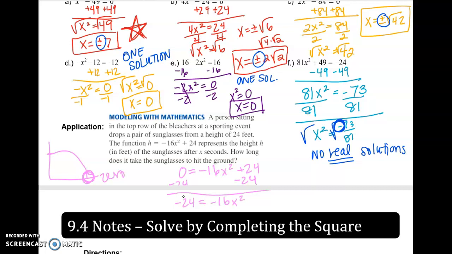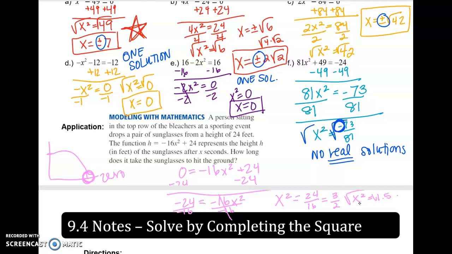Now, some of you are going to want to stop there because you're like, oh, I see a negative number. You can't do that because when I divide both sides by negative 16 to get x by itself, a negative divided by a negative becomes a positive. So x squared is actually positive 24 over 16, which I'm sure simplifies to something nice and neat. Let me get a calculator. Simplifies to 3 over 2, which is 1.5. So x squared equals 1.5 seconds.